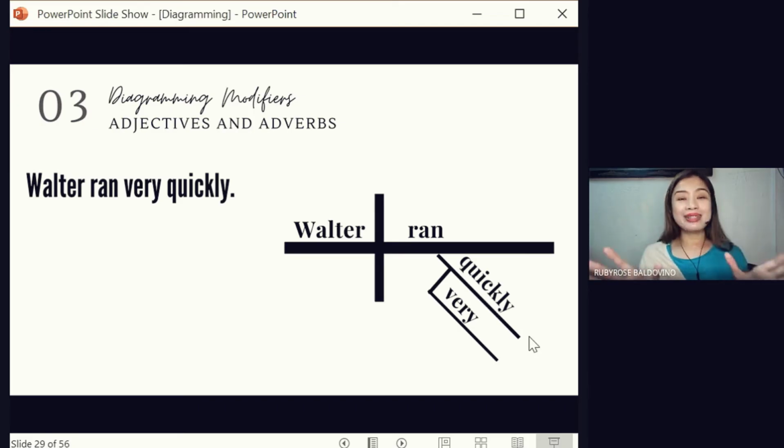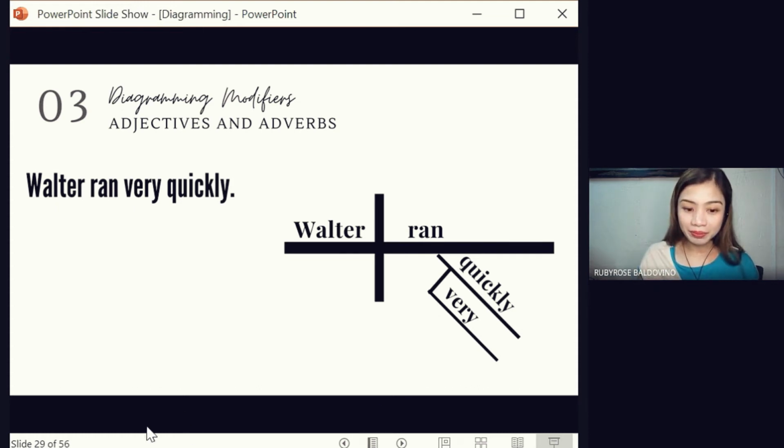Okay? Again, this is the reason why you should be familiar with the different parts of speech, the different types of adjectives, adverbs, etc. So we see that very is an adverb of degree, right? Describing the adverb of manner quickly. So we place very under the word quickly using another slanted line. Why? Because very describes the adverb quickly, and quickly describes the verb ran. So you just have to place it under the word it described.